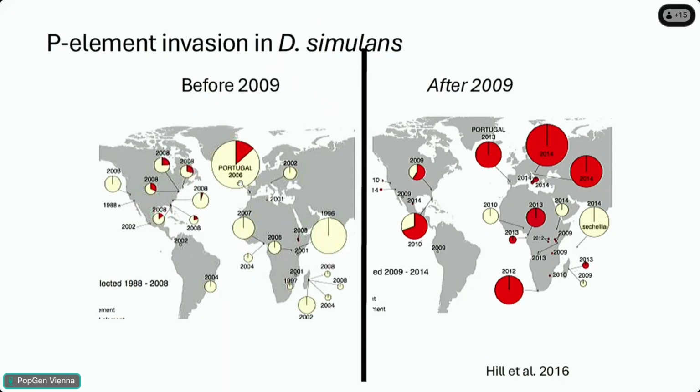But if you look before 2009, you've got lots of beige in these pie charts. The beige represents the proportion of lines collected that lack P-elements, and the red is those that have them. If you look before 2009, you don't see much. If you look after 2009, there's a lot more. Generally, everything you collect after 2012 will have a P-element in it, so it's completely invaded in this species.